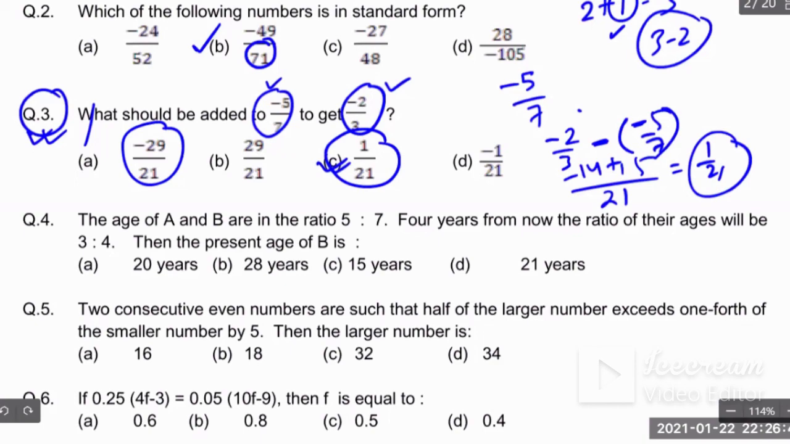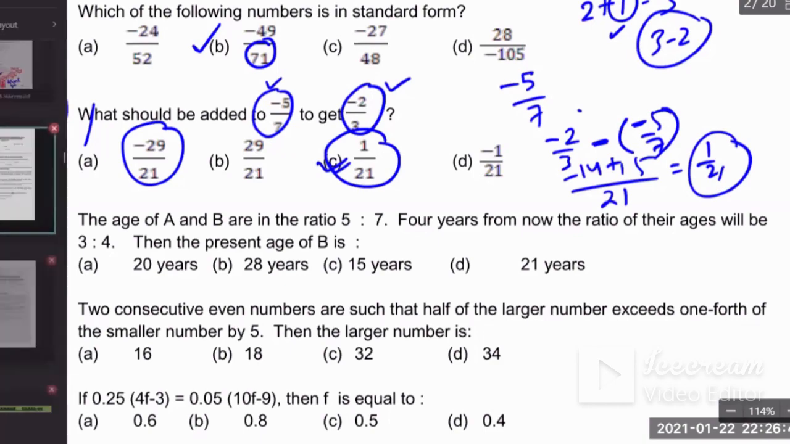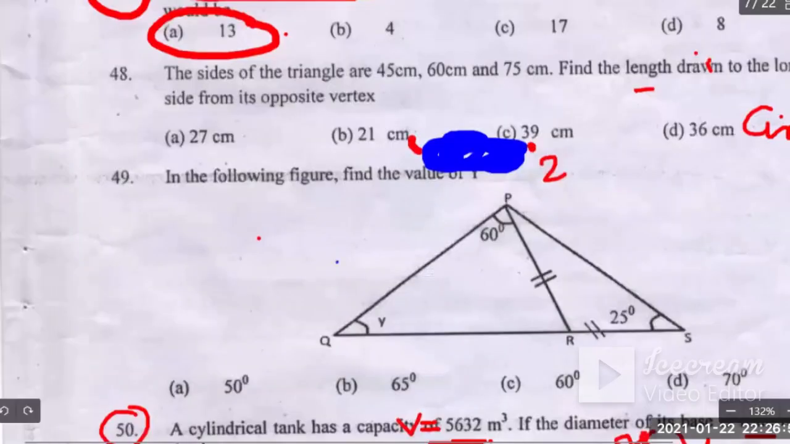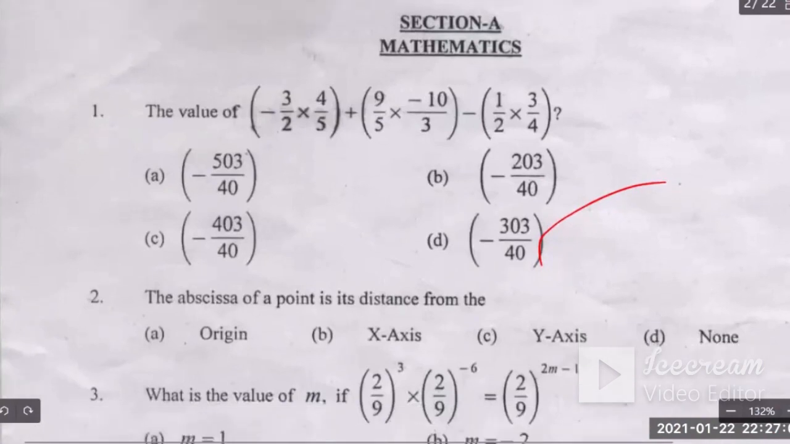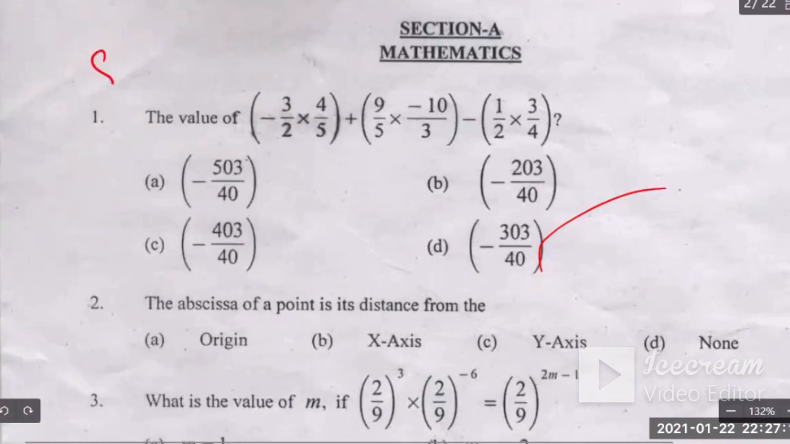Okay, 2020 का यही होगा. 2020 में है क्वेश्चन नंबर 1. कहाँ है? The value of this, इसका तो याद ही हो गया है. Simplify में भी आ जाएगा. हिंदी होगा इसका आंसर. हाँ ये.